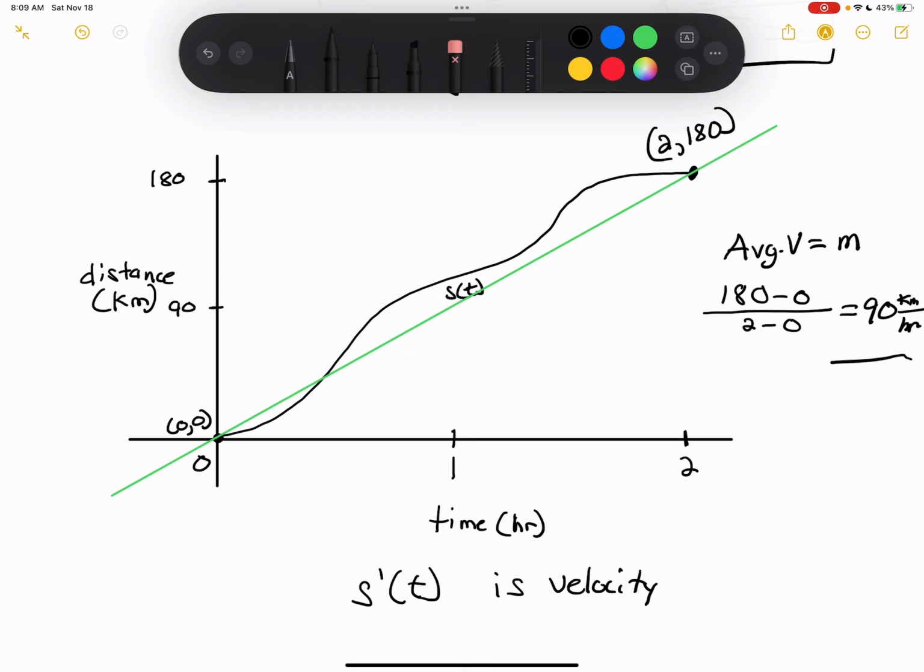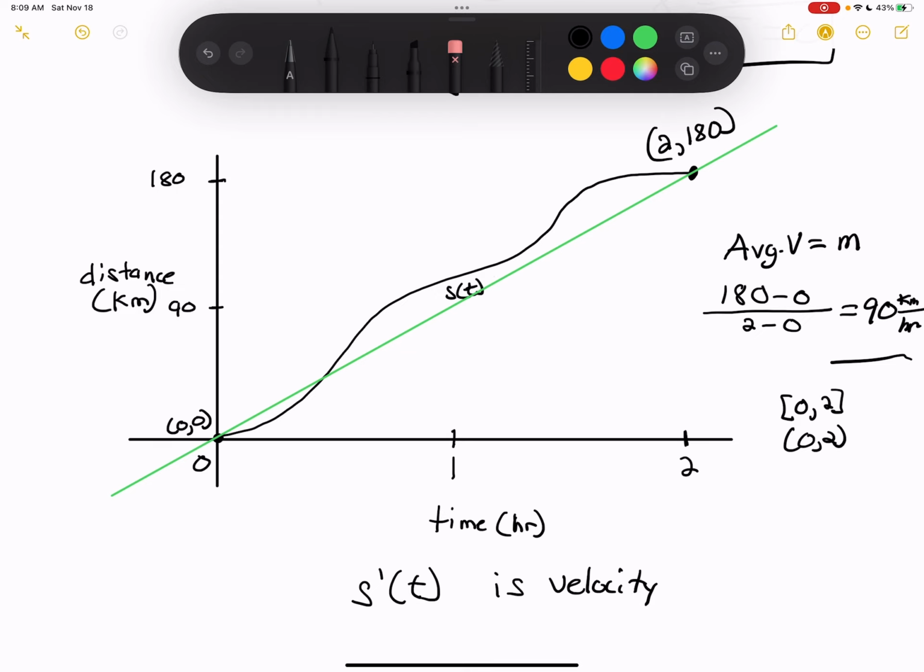I can see geometrically that this position function s of t is continuous on the closed interval from 0 to 2, and differentiable on the open interval from 0 to 2. So the mean value theorem here applies. And in this particular case, because this is an application, when we connect the 2 endpoints, like we do for the example above, this actually means something. When we connect these 2 endpoints, that's the average velocity over the 2 hours.